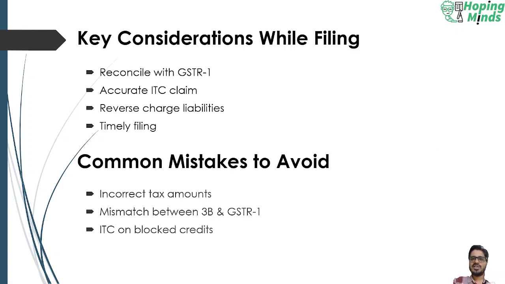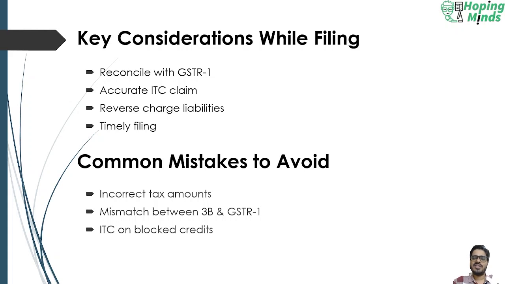So what are the key considerations while filing the GSTR-3B return? Reconcile with GSTR-1, accurate ITC claim, reverse charge liabilities and timely filing. GSTR-1 and 3B must match with each other, or if there are certain differences, then proper reconciliation should be there. Also, along with such reconciliation, proper justification for such differences must be there. Then accurate ITC claim. The input tax credit should be claimed as per the ITC rules, and any reversal must be made in a timely manner so as to avoid any interest.